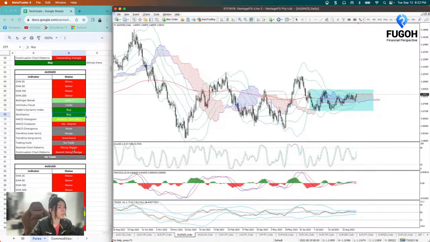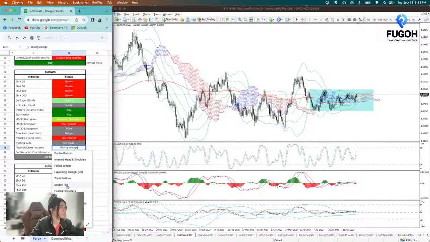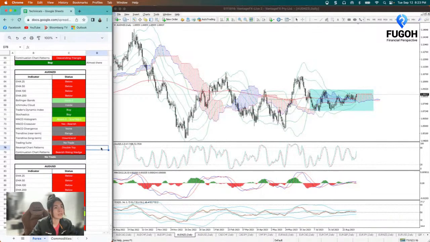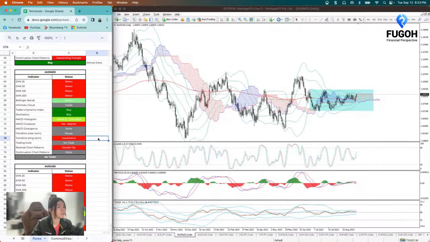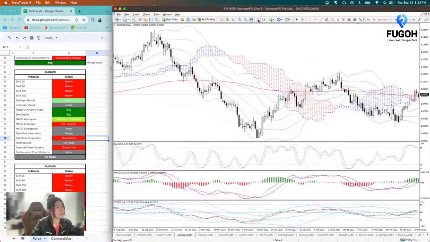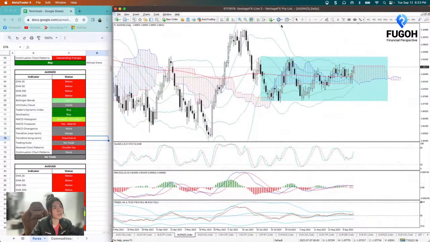We have a double top formation. Just like the other pair earlier, it's on the range. I like to trade either here or either here. Since the price is in the middle, I don't want to be in there.